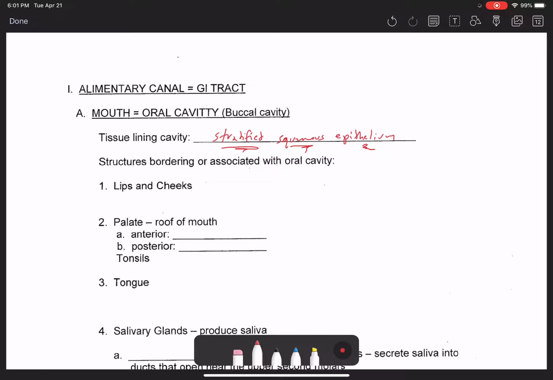So we want to also cover some structures associated with the oral cavity. First of all, the lips and the cheeks. The lips and the cheeks work together to keep food between the teeth when we chew.